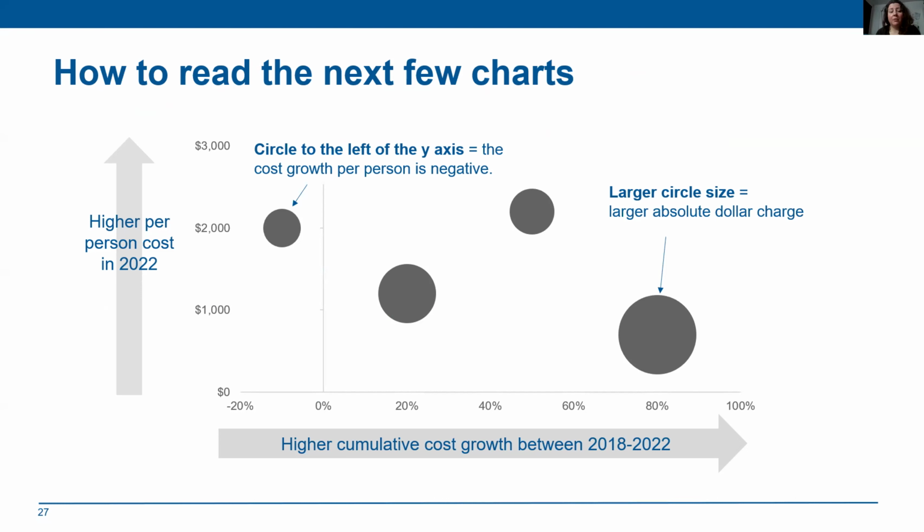Depending on what question you're asking, which service category had the highest per person cost, you can look up or down. Which category had the most cumulative growth, you can look left and right. And which had the most dollar change, you can zoom in, zoom out on the bubble size. If bubbles are on the left of the axis, they had negative cost growth cumulatively. So sorry, that was a lot. Hopefully it all makes sense. Let's look at the next slide.